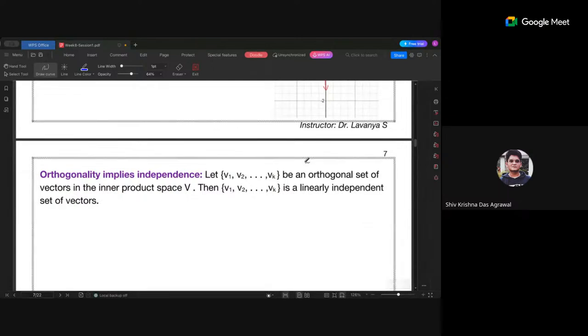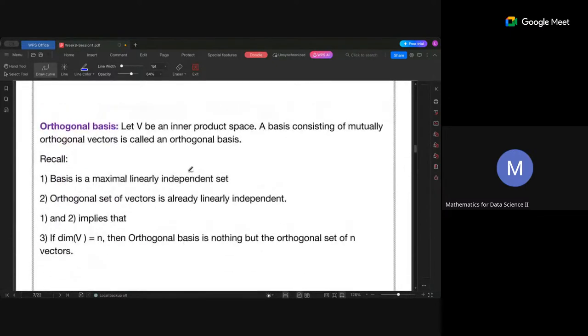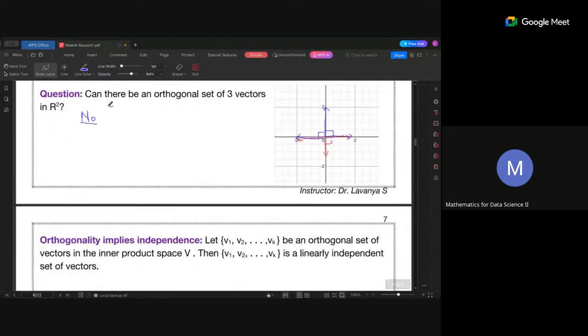So in general, what can you observe, and what does this imply? If the dimension of V is equal to n, then any orthogonal set in V can have at most n vectors. That is the implication from this. Now let us look at how this statement is true.